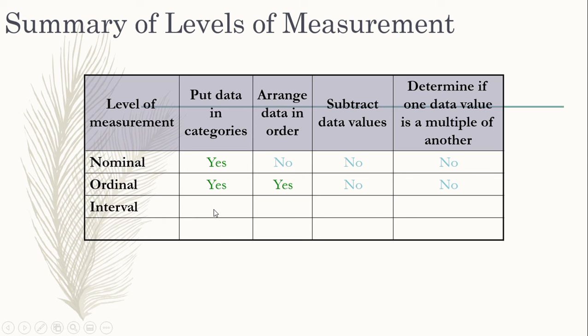Interval. Categories, yes. Order, yes. Data values, yes. Multiple, no. Then finally we come to the ratio. Ratio, yes. Categories, yes. Order, yes. Data values, yes. Multiples, you get the values. So these are the levels of statistics. These are the levels of measurement or measuring data. Any question as far as the level of measuring data is concerned? Any question? Do you understand the table?